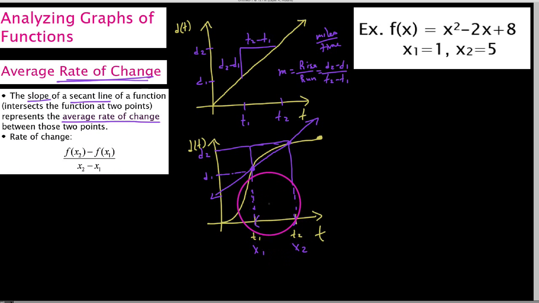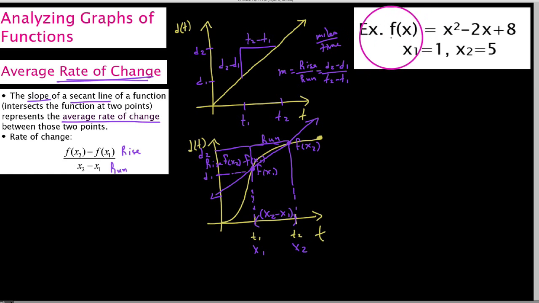The run here would be this x2 minus x1 distance, the distance between these two points, and that is our run. Up here, f of x2 is the y value at x2, and this is the y value at x1, f of x1. So that distance would just be f of x2, that y value, minus this y value here. That would be considered our rise. So this top expression really is just our rise. What I would like to do in this video is use this expression for the slope of the secant line to find the average rate of change of a graph.